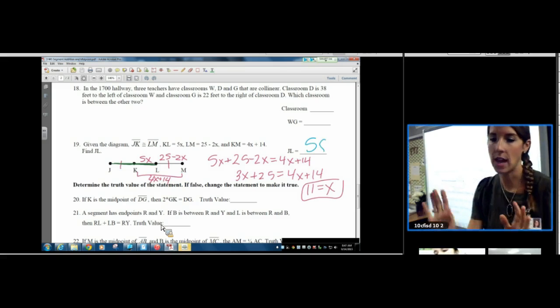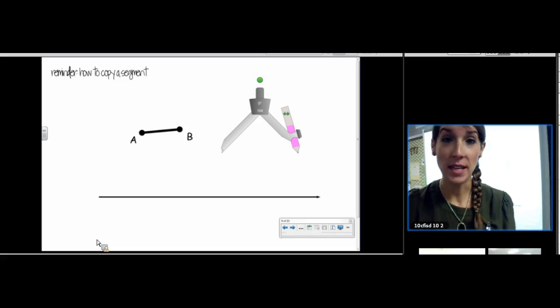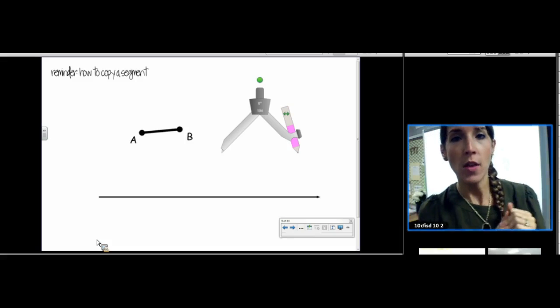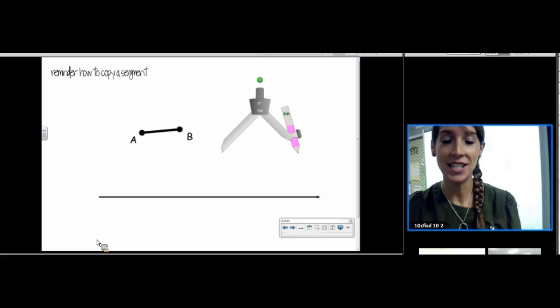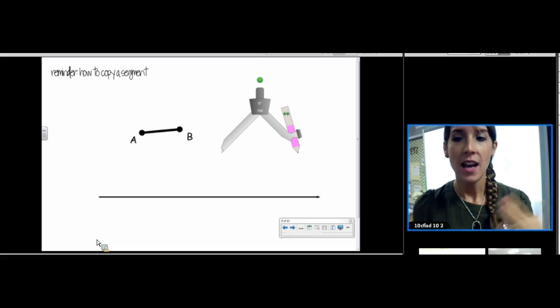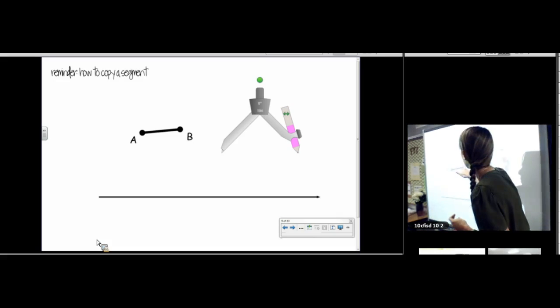Okay, homework time is over. So we have already learned how to copy a segment. This is a quick reminder of how to copy a segment. Remember, the cardinal rule of constructions is you can't use a ruler to measure. You can use a compass and you can use a straight edge, but you may not use a ruler. So that's how we work with constructions in geometry.